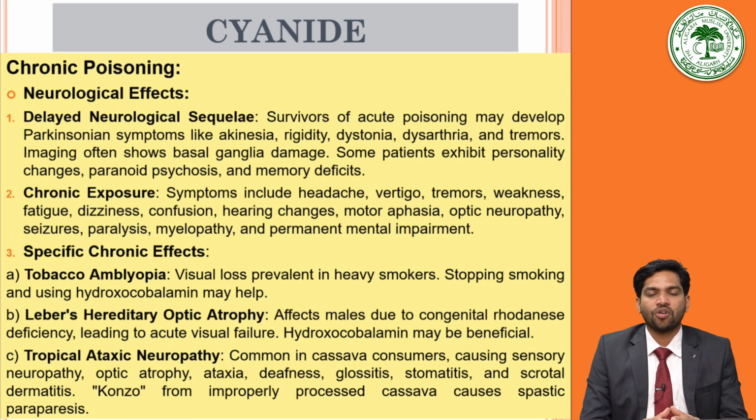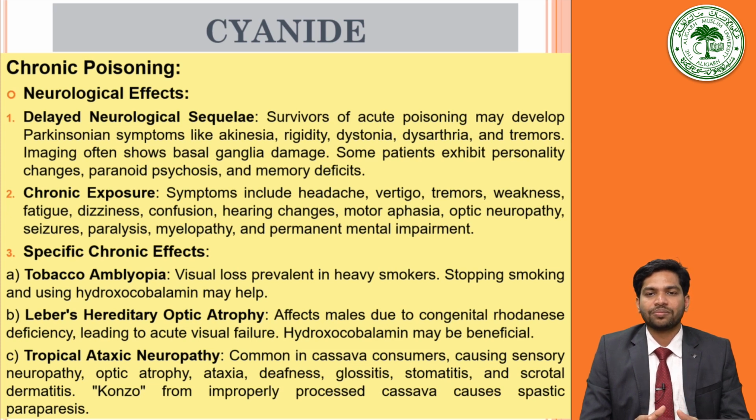Then the features in case of chronic poisoning with cyanide: the patient presents with neurological effects like delayed neurological sequelae. Survivors of the acute poisoning may develop Parkinsonian symptoms like akinesia, rigidity, dystonia, dysarthria and tremors. Imaging often shows basal ganglia damage. Some patients exhibit personality changes, paranoid psychosis and memory deficit. On chronic exposure, symptoms may include headache, vertigo, tremors, weakness, fatigue, dizziness, confusion, hearing changes, motor aphasia, optic neuropathy, seizures, paralysis, myelopathy and permanent mental impairment.